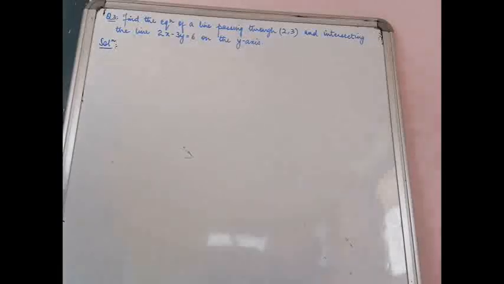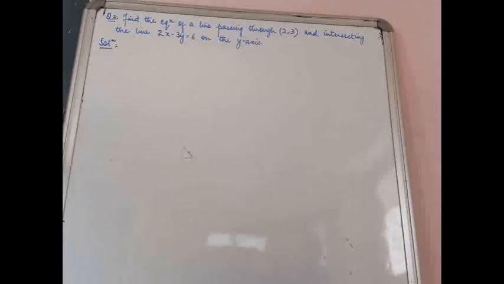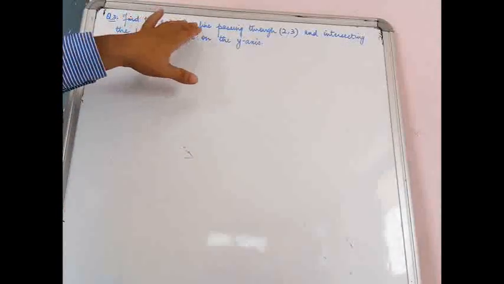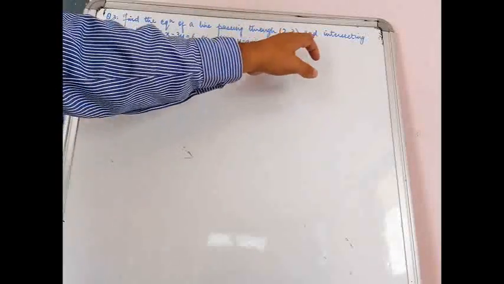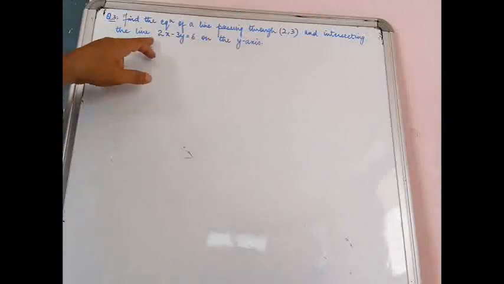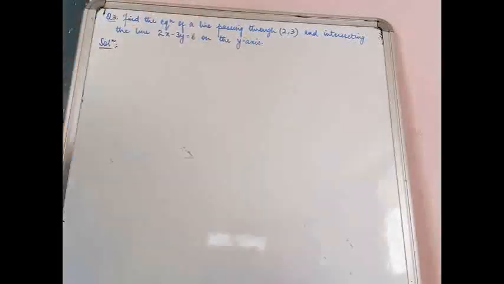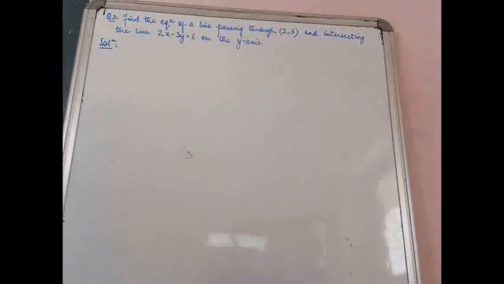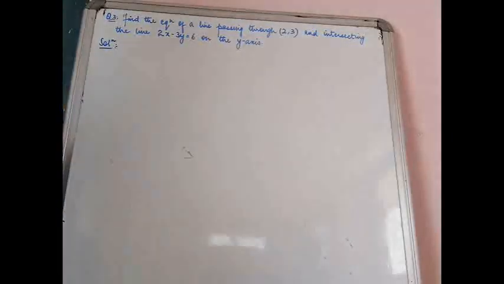Okay, so let's move on to the next question. Question number 3. Now there are different forms or types of questions that we will have to see. So we will try and see how many we can do over here. Find the equation of a line passing through this point, and intersecting this line, which is another line, on the y-axis. Let us first try and understand the question before we go on to apply a particular form of an equation. Now this is not a very straightforward question.